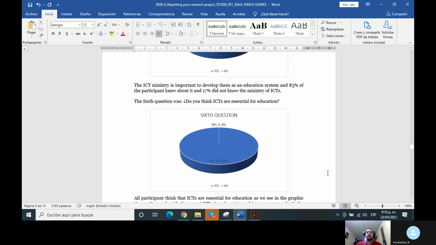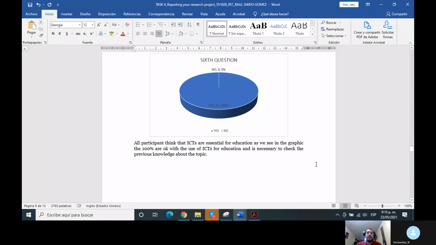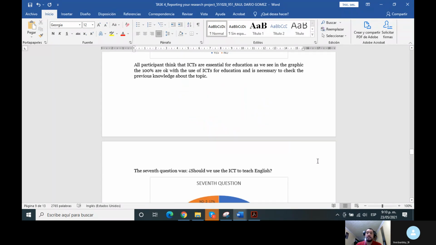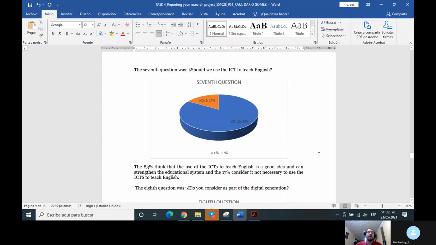The sixth question was, do you think ICTs are essential for education? This is fantastic. All the participants say yes, this is important to us. 100% say yes. The seventh question was, should we use the ICT to teach English?